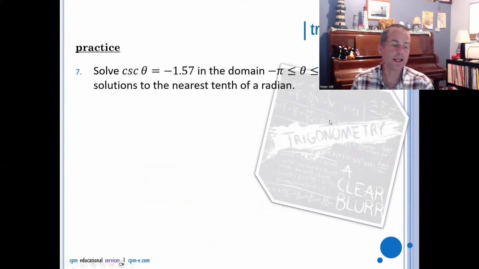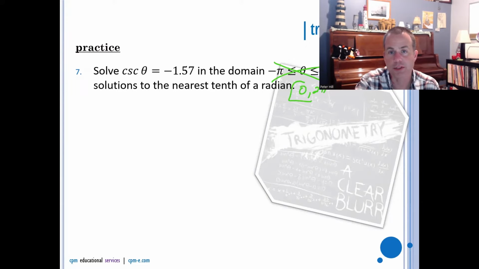Solve cosecant theta equals negative 1.57 in the domain negative pi to 2 pi. Now, I've done a couple things to you here. One, I gave you cosecant, so I gave you a reciprocal one. The other is I have messed up with your domain a little bit. Now, forget about this, okay? This is the last thing you look at. We're just going to pretend we're going from 0 to 2 pi at all times and get all those answers first, okay?